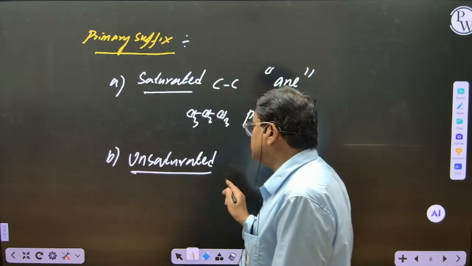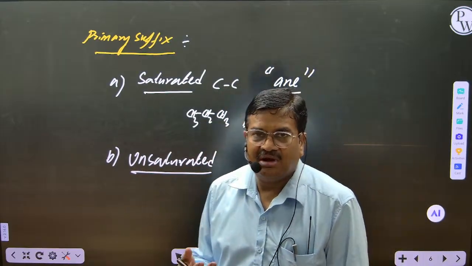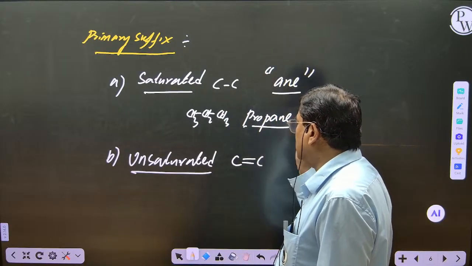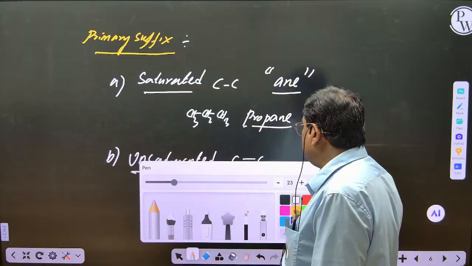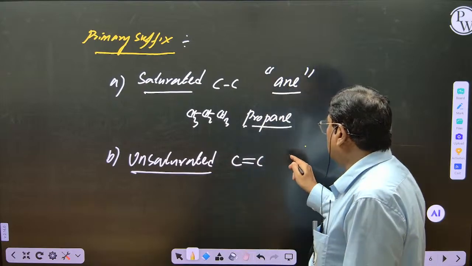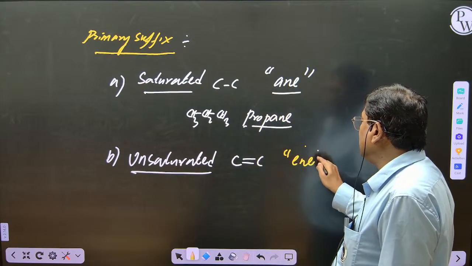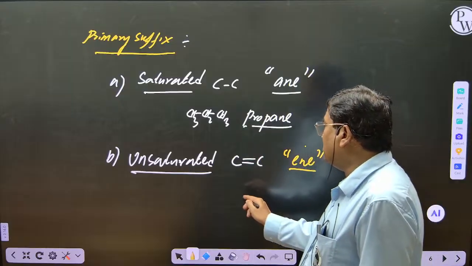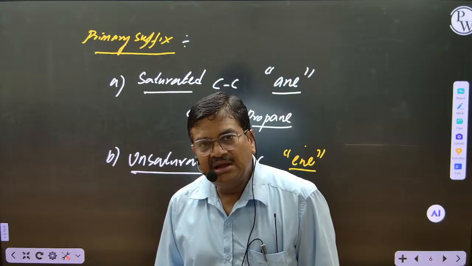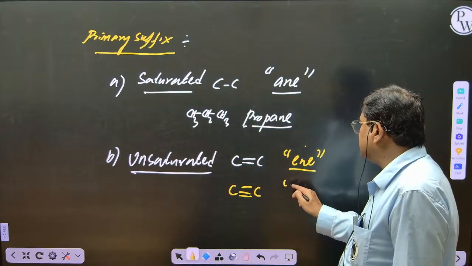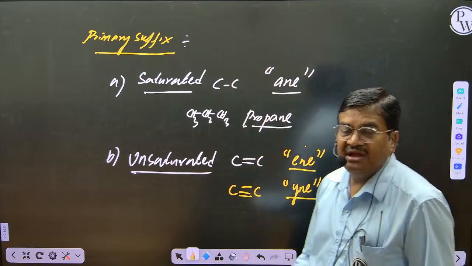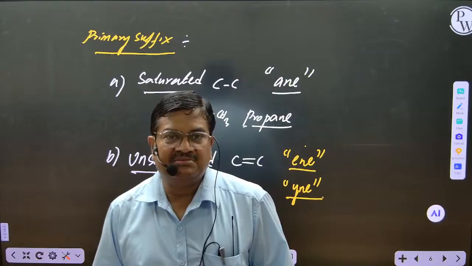Unsaturated. Understood, friends? So unsaturated may contain either a double bond or a triple bond. Suppose a double bond is there. Then we have to end with the suffix ene. Ene is to be added. Suppose a triple bond is there. Unsaturated may be either double bond or triple bond. Then we have to add the suffix yne, ine. So if it is having double bond, ene. If it is having triple bond, yne.